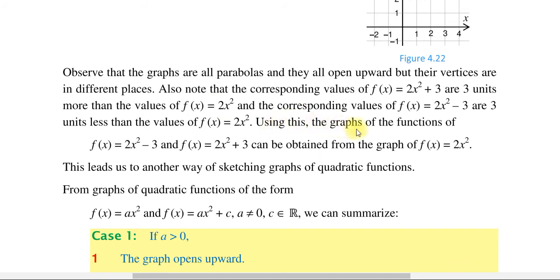So using this, the graph of a function f of x equal to 2x square minus 3 and f of x equal to 2x square plus 3 can be obtained from the graph of f of x equal to 2x square.